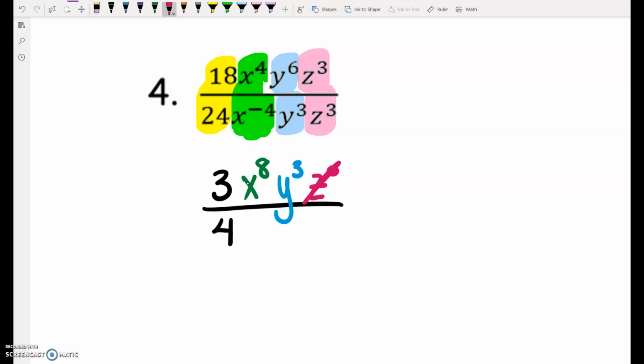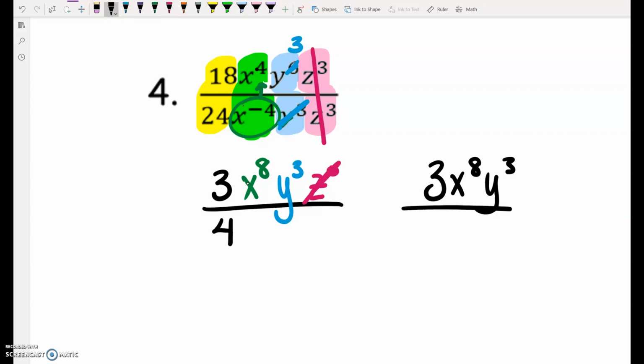Now, there's another way to think about this. So when you subtract, you always write the result in the numerator, but you can also think of it as this x to the negative 4 would be moving up to the top to join x to the 4th on the top. Y to the 3rd would cancel out 3 of the 6 y's, leaving 3 left over, and then the z to the 3rds completely cancel each other out. So our final answer here is 3x to the 8th, y to the 3rd over 4.